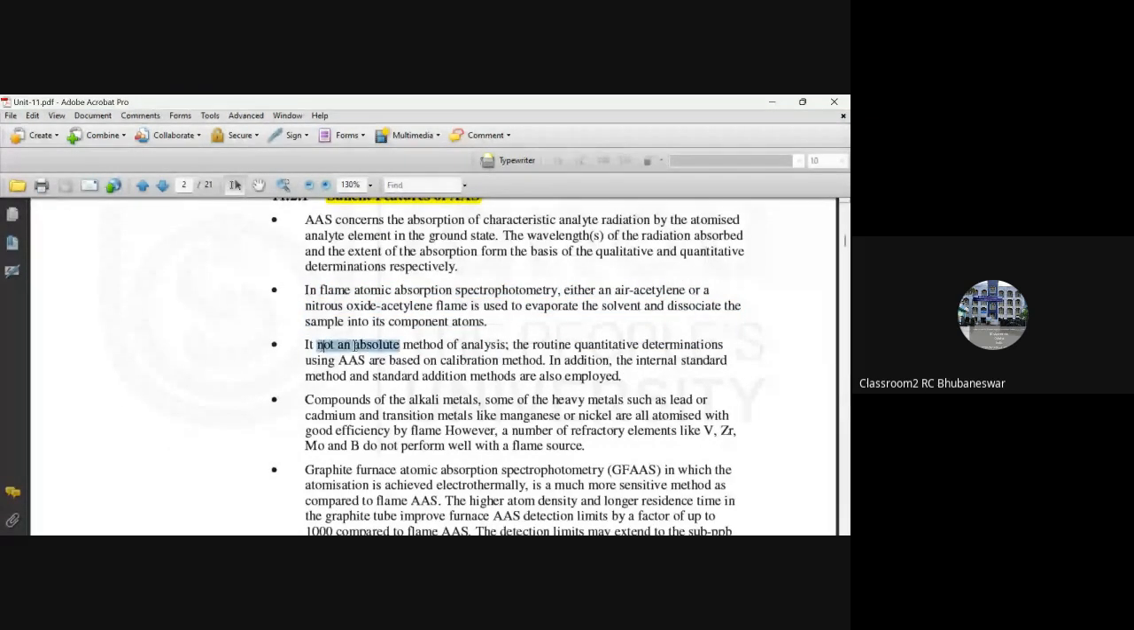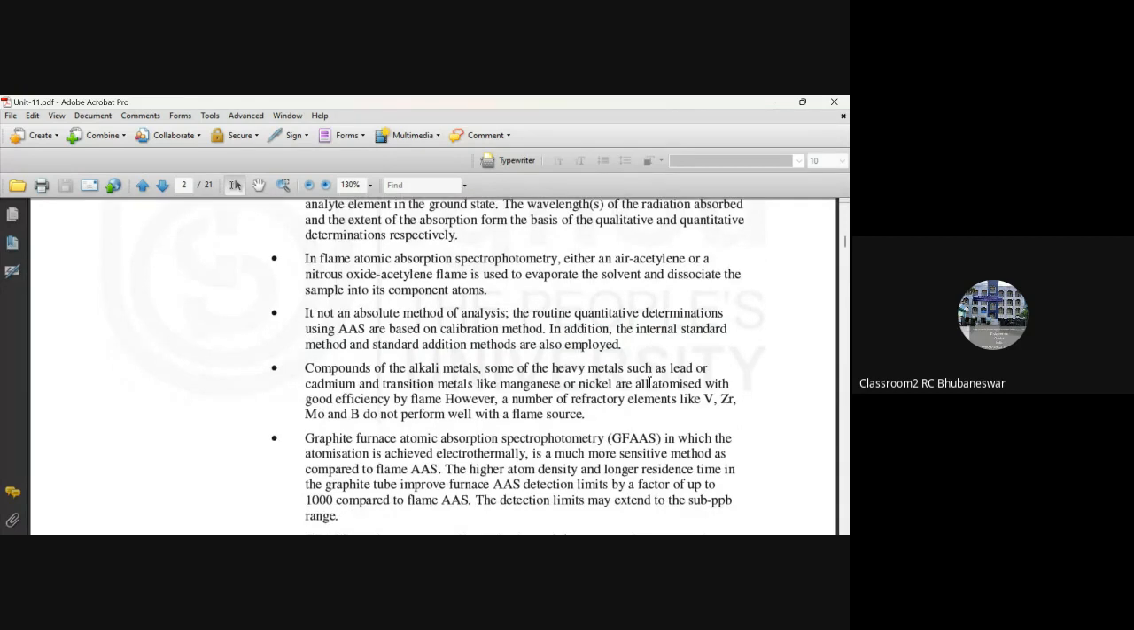And it is not an absolute method of analysis. Last class we discussed about this. This is not an absolute method of analysis. The routine quantitative determinations using AAS are based on the calibration method. Again and again, we saw while studying this AAS and other atomic absorption spectrometry also. So in addition, the internal standard method and standard addition method are also employed. Last class we saw what is the internal standard method and standard addition method.